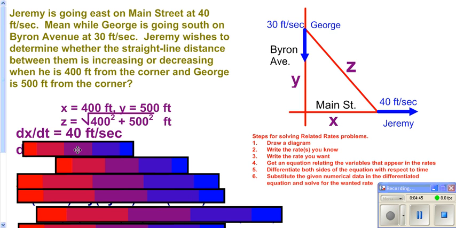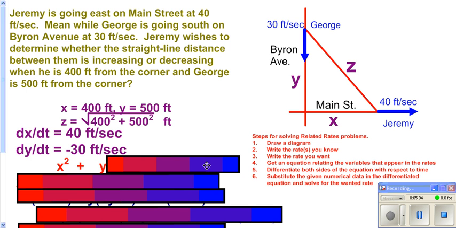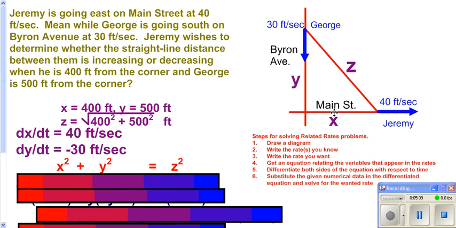Then we also have the derivative of our y with respect to t, because we have George walking down Byron Avenue. But since his distance is decreasing, our rate is negative. And what we're trying to do here is to find our dz/dt. The equation that would relate these would be our Pythagorean theorem. So, this is what it is we're trying to find, the distance between the two people.